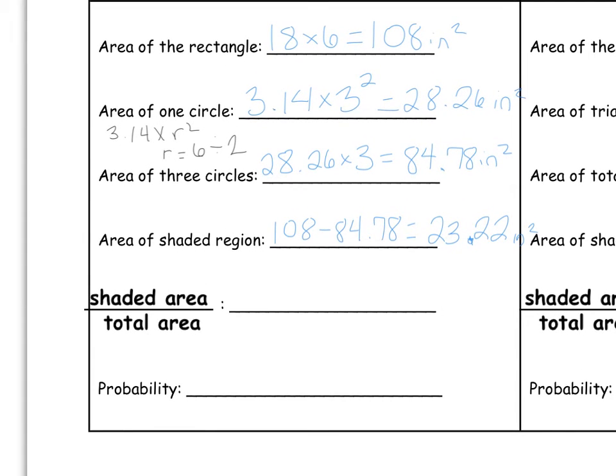To find the geometric probability, we compare the area of the shaded region, 23.22, to the area of the entire region, which is 108, and that gives us 0.215, which is 21.5%.